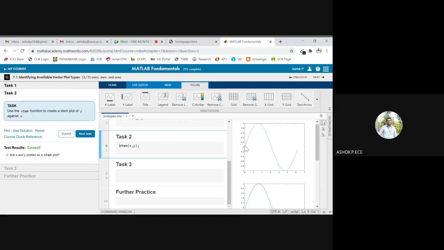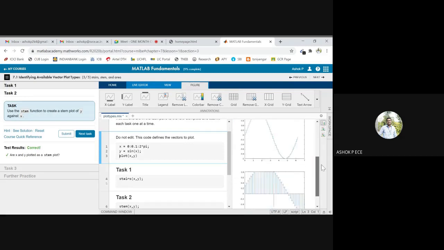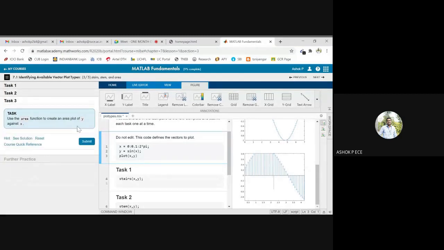This signal is continuous. For every value of time, you have the signal value. But in discrete, it is available only at specific instances of time. Okay, I hope this is clear. We'll go to the next task.